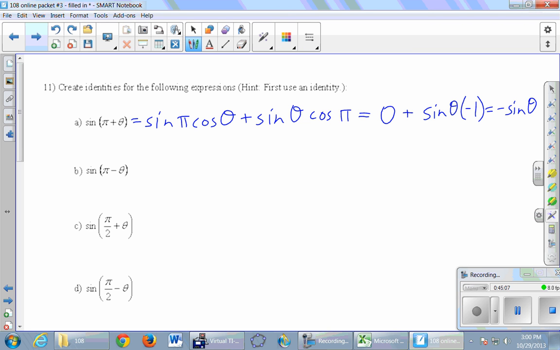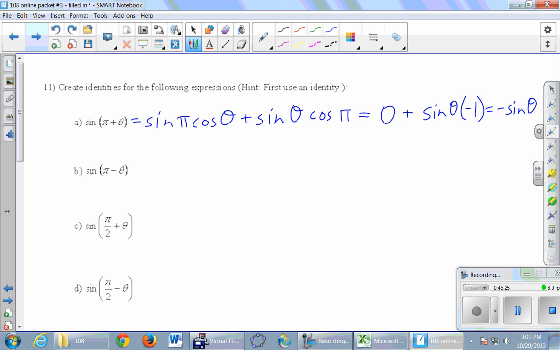And we won't do it here, but you might ask yourself if this fact is reasonable. If you think about what the graph of sine of pi plus theta looks like, you should be able to figure that out without the graphing calculator, and see if it agrees with what the graph of negative sine theta looks like.